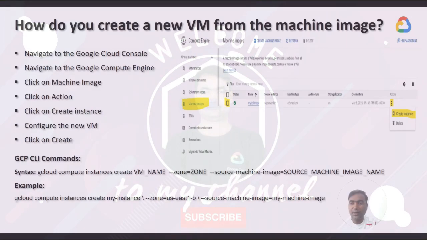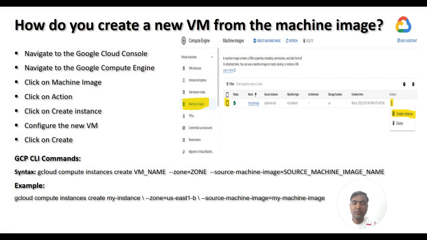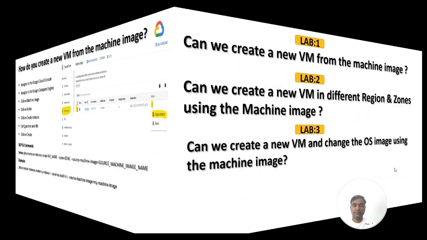I'll guide you on how to create a new VM from the machine image. As you can see here, all the steps I mentioned, you can go through the same steps to create a new VM from the machine image. And as I mentioned here, there is also the GCP CLI command, and this is the simple command to create a new VM or Linux server using your existing machine image.